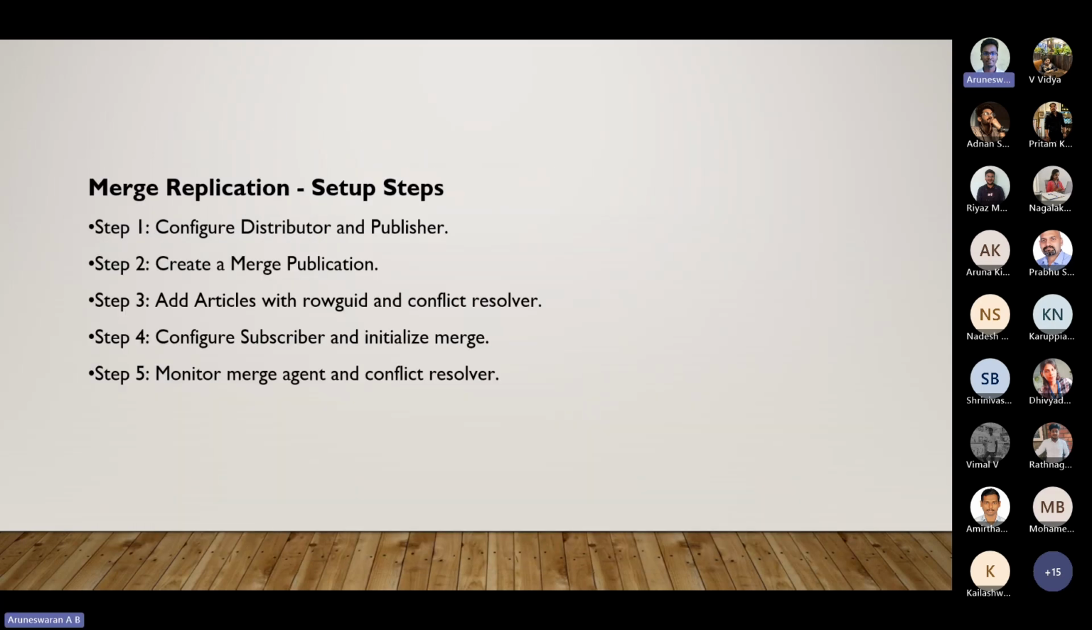Next, we move on to the merge replication setup and the steps to configure it. Here we have 5 steps. First, configure the distributor and publisher, the same concept we did in transactional and snapshot replication. Next, we create the merge publication and add articles with row GUID and conflict resolver. I will explain that later. The fourth point is to configure the subscriber and initialize the merge agent. Step 5 is to monitor the merge agent and resolve conflicts.